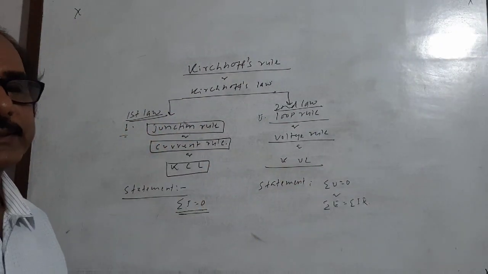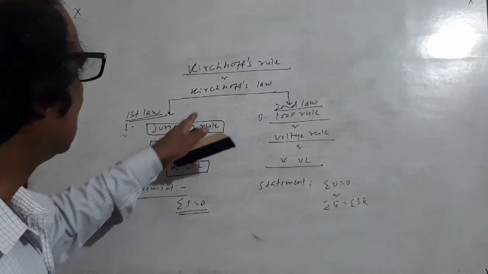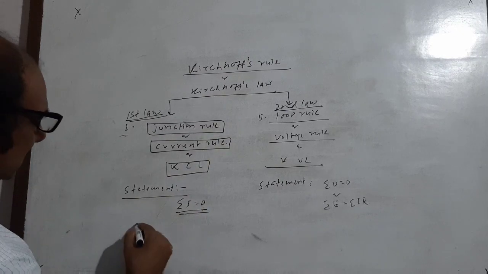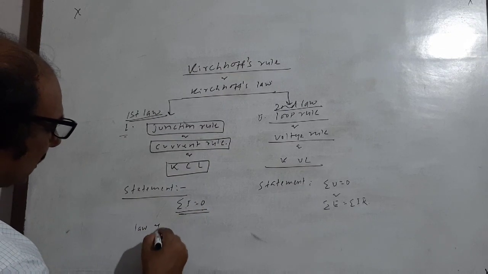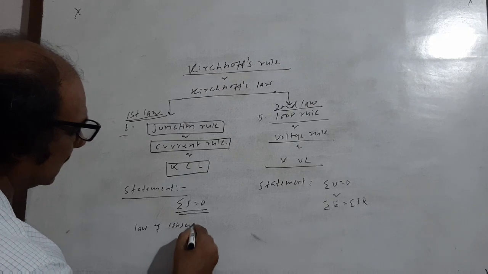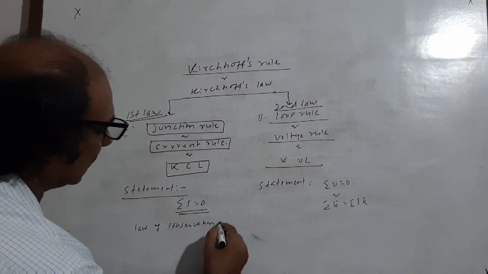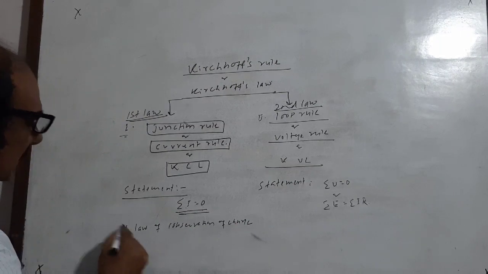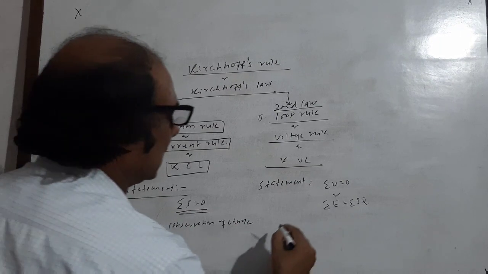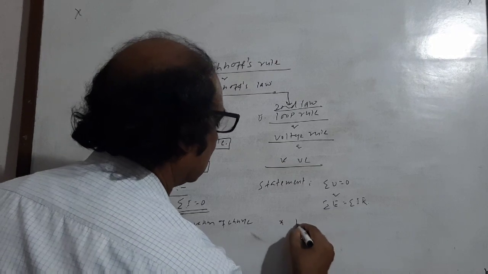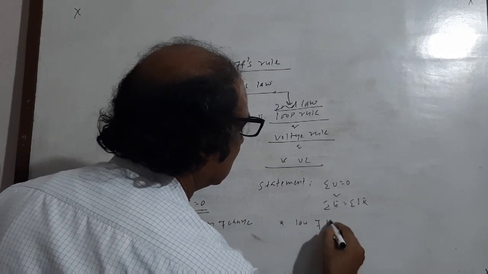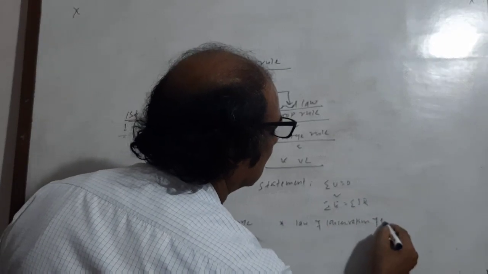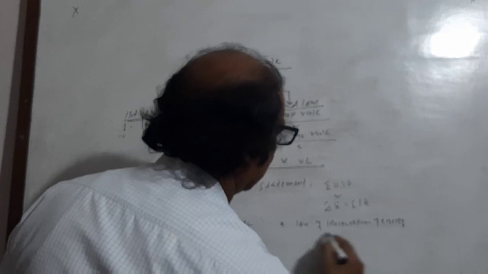And one thing is very important also: the junction rule is based on the principle of, or obeys, the law of conservation of charge. So it is a very important thing, the law of conservation of charge. And second, the loop rule obeys the law of conservation of energy.